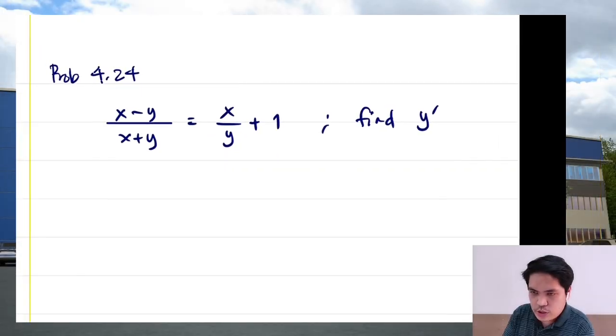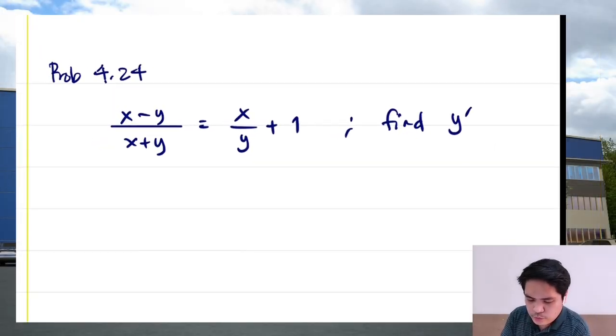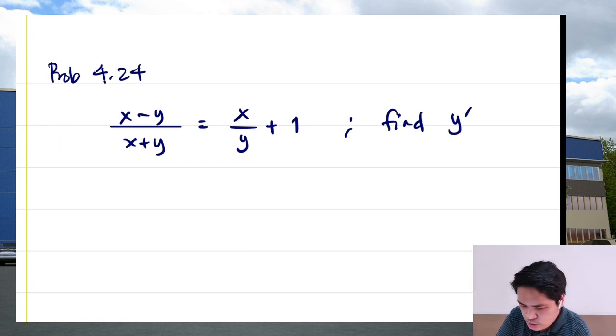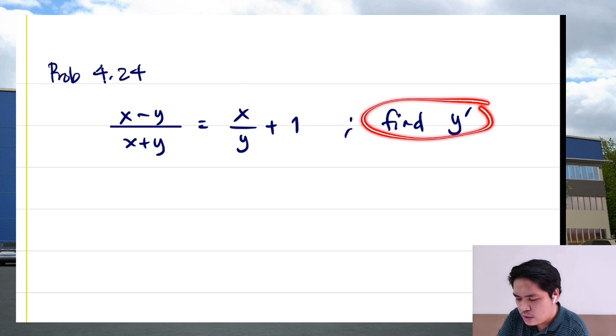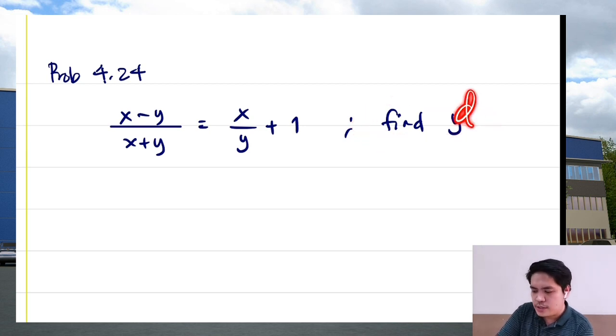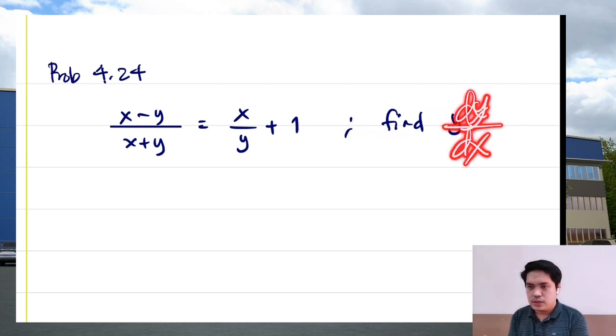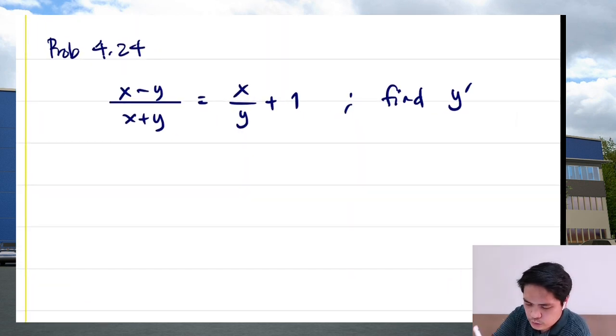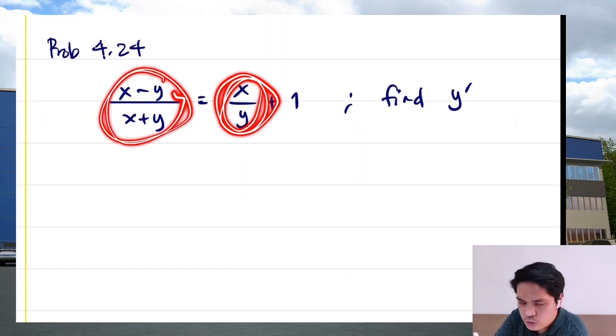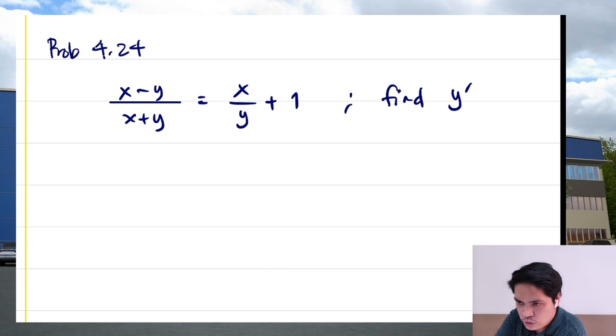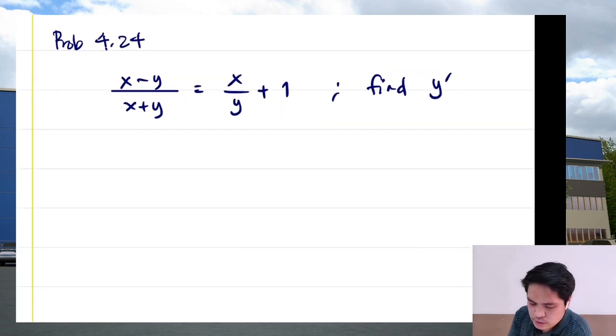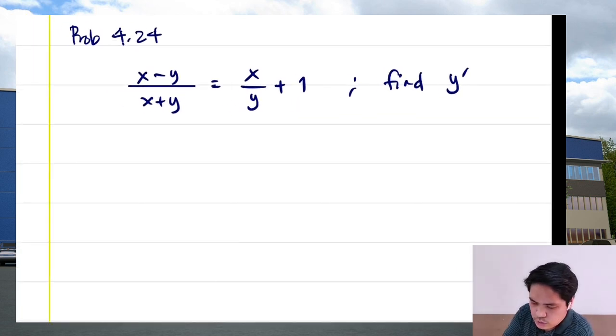So let us now try to answer this problem, problem 4.24. So the function is this, x minus y over x plus y, that's equal to x over y plus 1. Then we need to get the derivative of y with respect to x, dy over dx. Okay, this involves quotient rule, which is, if we apply the quotient rule, medyo complicated siya, di ba? Yeah, kung gagamit tayo ng quotient rule dito, ito yung mangyayari.